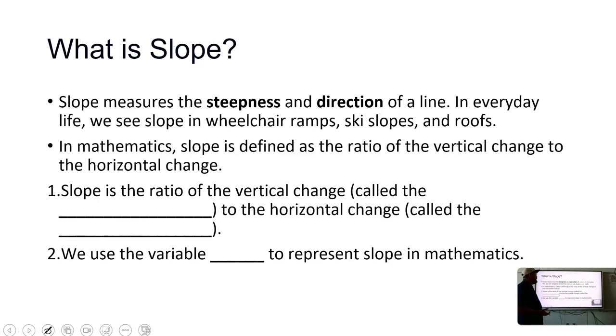Okay, slope measures the steepness and direction of a line. In everyday life, we see slope in wheelchair ramps, ski slopes, and roofs. In mathematics, slope is defined as a ratio of the vertical change to the horizontal change. So, slope is the ratio of the vertical change called the rise to the horizontal change called the run. We use the variable m in mathematics to represent the slope. Don't know exactly why, but that's what we do.